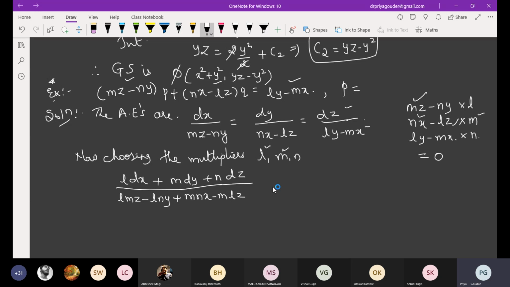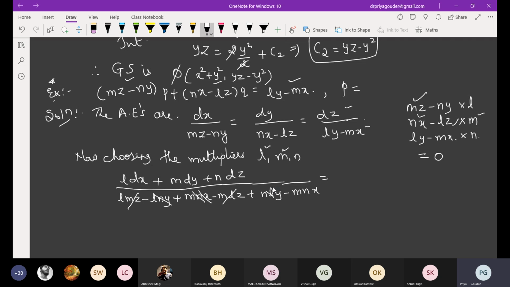Here you will get the numerator as n dz. Here if you multiply by n, what will you get? Ly minus nmx. Okay, however it is. So this I will write like equal to, just see what happens in the denominator. Everything is 0. Yeah, everything gets cancelled.